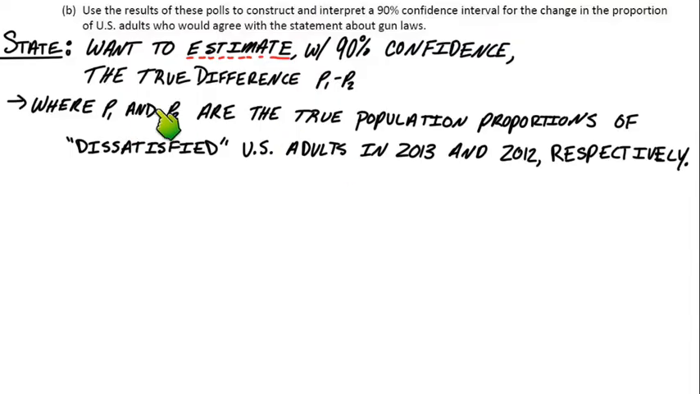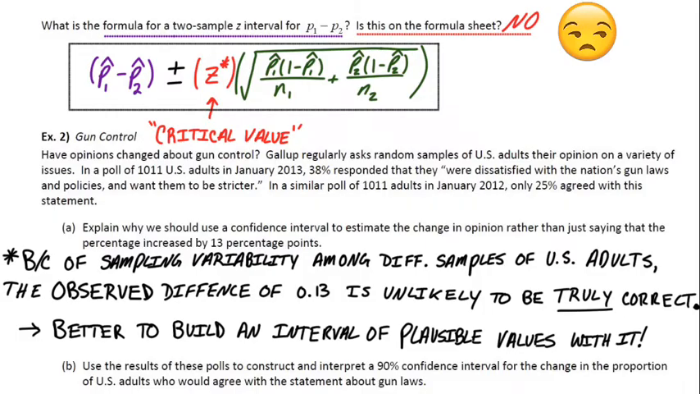So do P1 minus P2, or the one from 2013 minus the one from 2012. If we just go back here, 2013 was 0.38 minus the 2012, which was 0.25. So that's where they got 0.13, the 13 percentage points. So we just have to keep the order straight here. It was 0.38 minus 0.25, so that'd be the 2013 version minus the 2012 version.